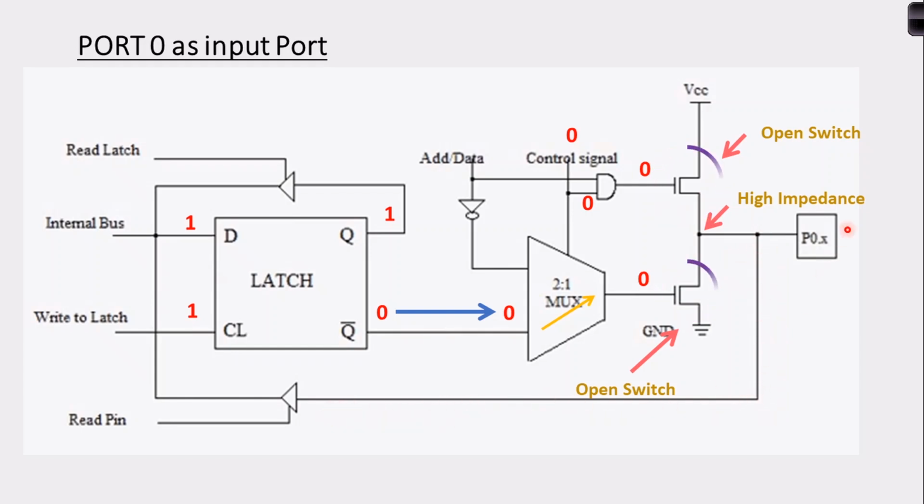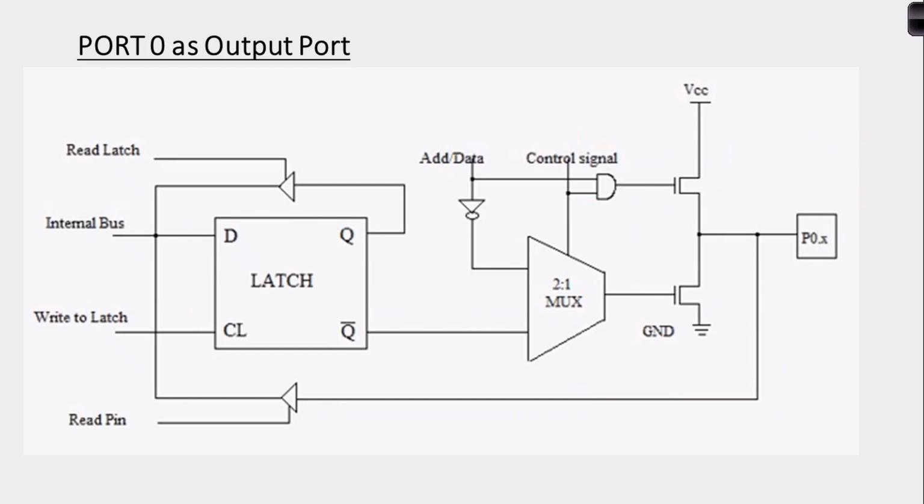That is why the data which is coming to port 0 will be read through the read pin. So this is how our port 0 can be used as an input port. Now as we said, if I want to make my port 0 an output port, I'll be sending logic 0.